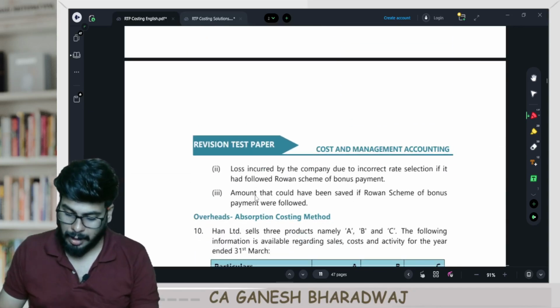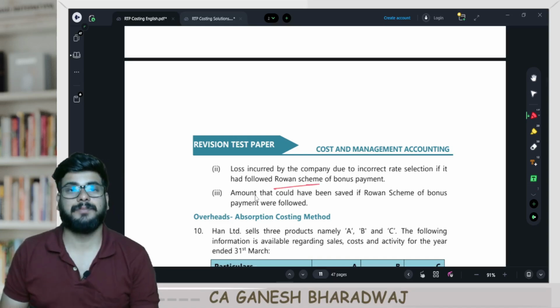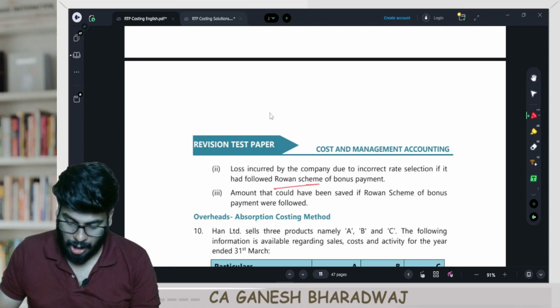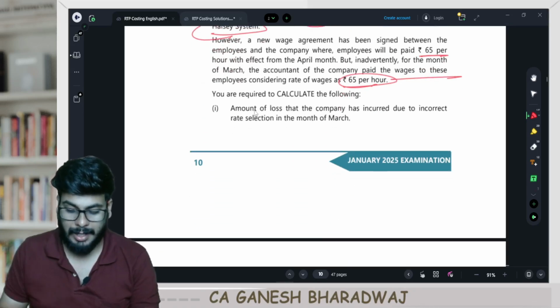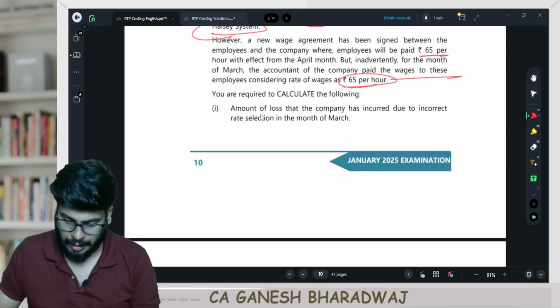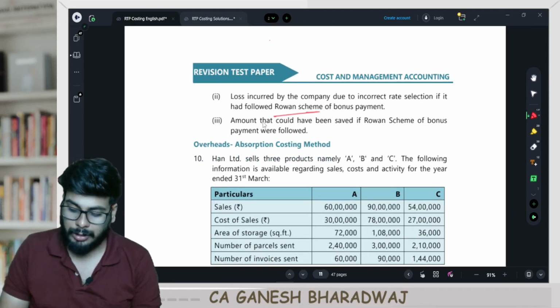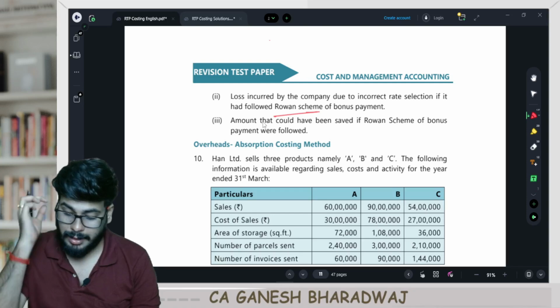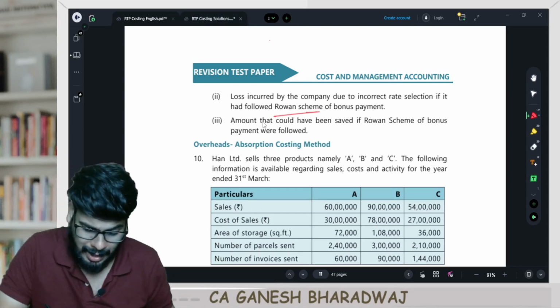The loss incurred by the company due to incorrect rate selection had it followed the Rowan system. So first is what? Loss incurred by the company due to choosing the incorrect rate, upon following Halsey. Currently the company follows Halsey. Now they are asking, do it once again as per Rowan, and the amount that could have been saved if Rowan's scheme of bonus was followed. That is the difference between the two. Clear with this, guys? Now, very simple.